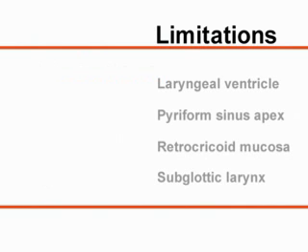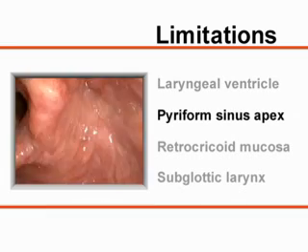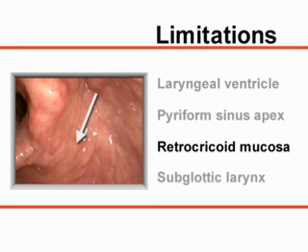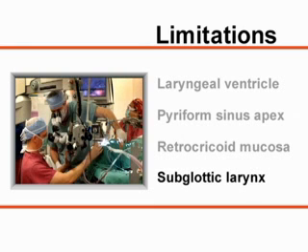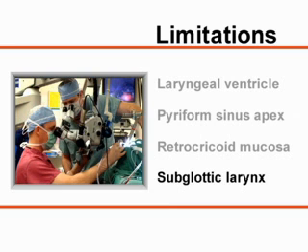Other areas that are not well visualized by flexible endoscopy include the laryngeal ventricle, the piriform sinus apex, and the retrocricoid region. If the cause of the patient's symptoms is not elucidated or a subglottic abnormality is suspected, direct cervical tracheoscopy and bronchoscopy should be performed in the operating room.